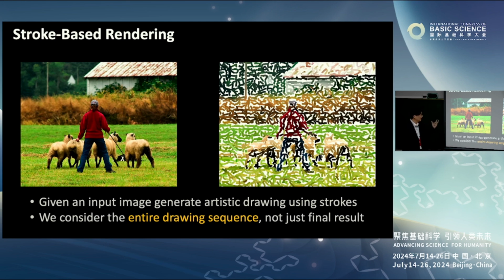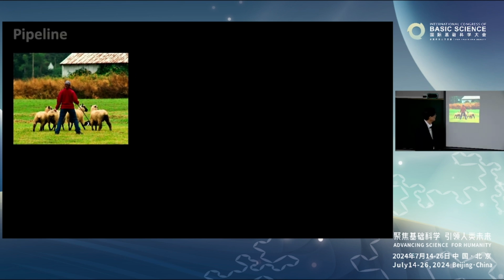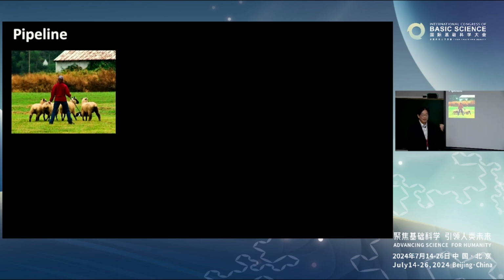So in our case, instead of relying on the data-driven, machine learning approach, we are relying on a rule-based approach. So we have our own rules for drawing or creating these drawing sequences. So here is our pipeline.